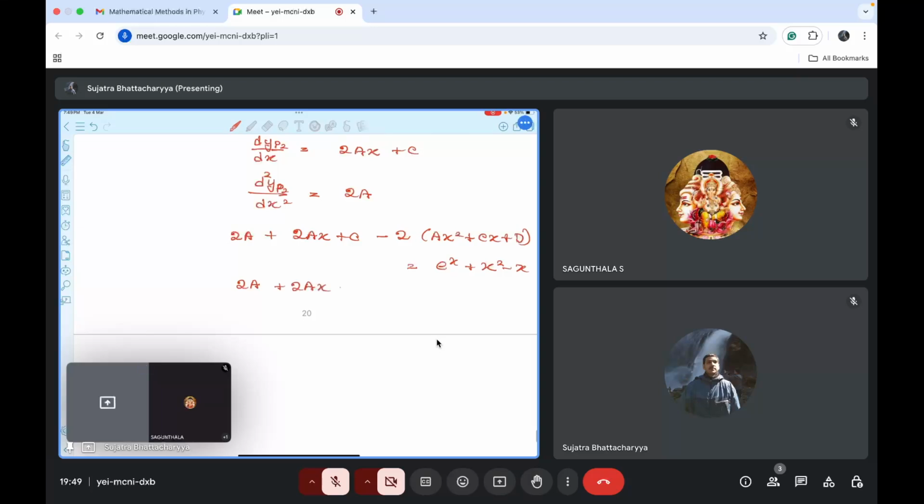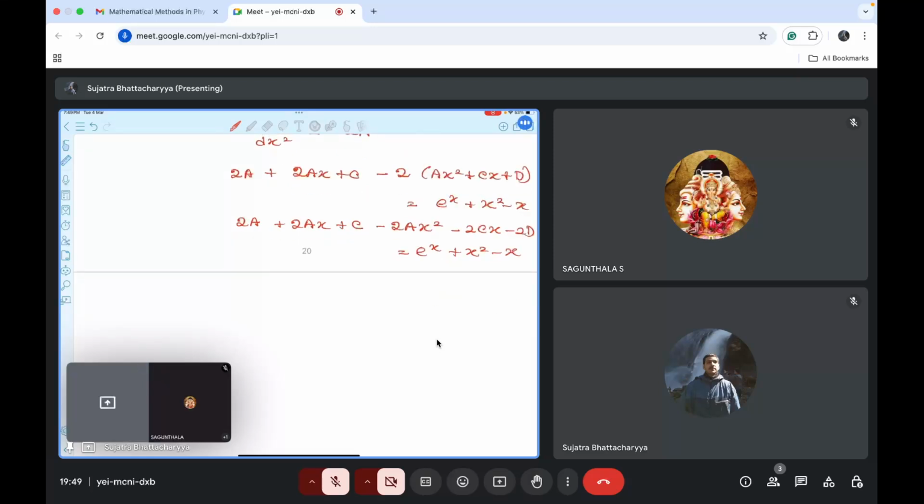2ax plus c minus 2ax square minus 2cx minus 2d is equal to e to the power x square minus x. Check the coefficients of x square, which is this one only. So minus 2a is equal to 1, a is equal to minus half. All right, a is minus half.